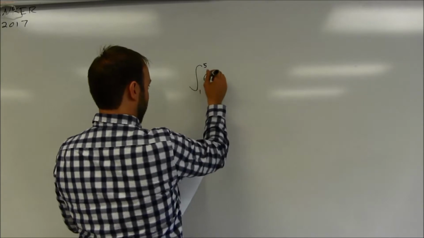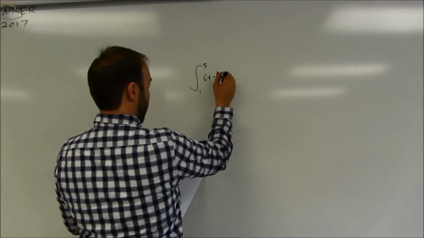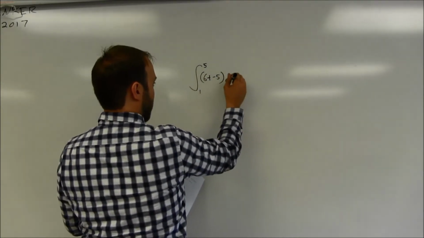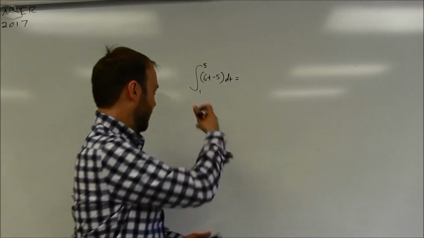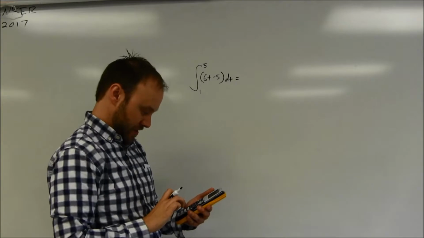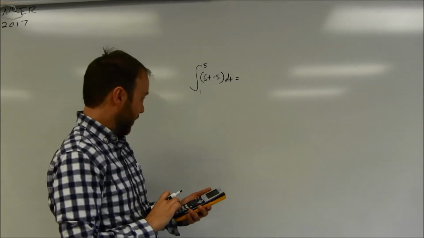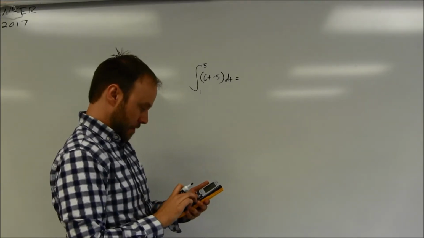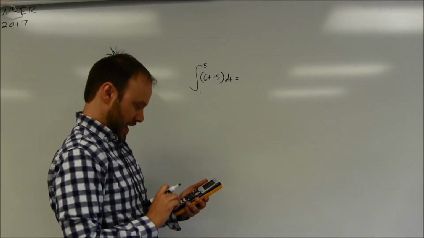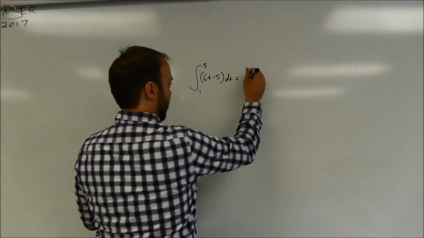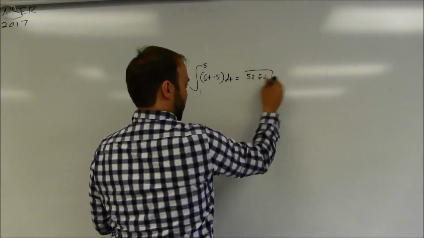So we'll take the integral of 6t minus 5 dt between 1 and 5. And again, if I kept my equation up there, I could have just used that, but we can also go to the graphing calculator for this. 1 to 5, 6t minus 5, and I end up getting a displacement of 52 feet, okay?